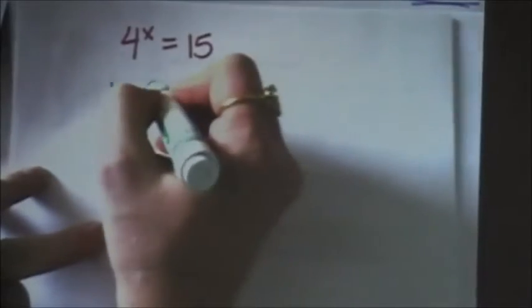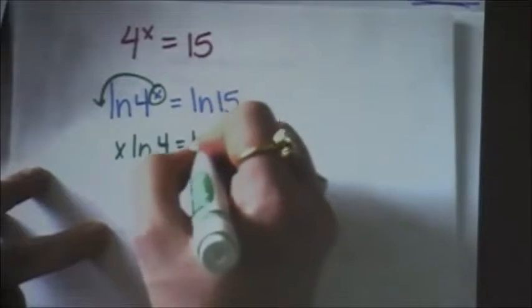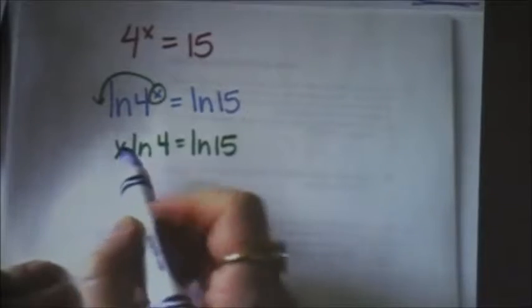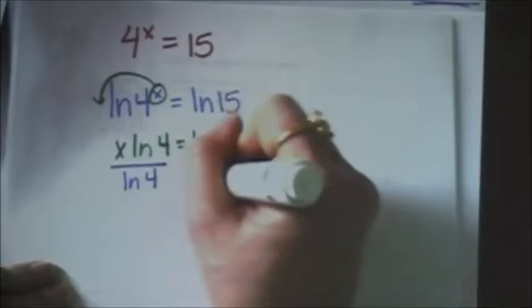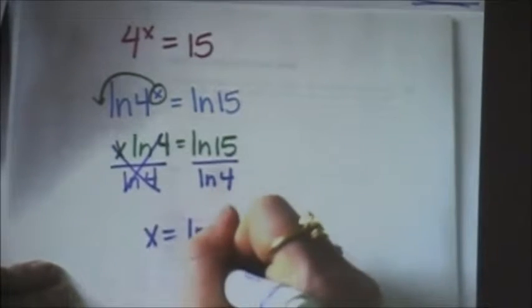Well, the whole point in doing that is now I can use log properties and pull this down on the main line. So I have x natural log 4 equals log 15. And now all I have to do, just like all my old algebra rules tell me, is get x by itself. So I need to get rid of this log 4. I'm going to divide both sides by log 4. And this is natural log of 4. Now, that leaves me x equals log 15 over log 4.